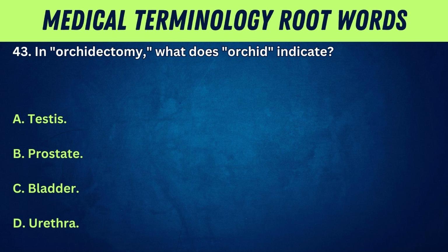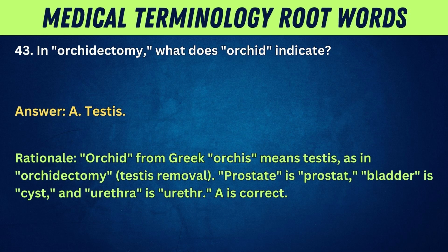43. In orchidectomy, what does orchid indicate? A. Testis. B. Prostate. C. Bladder. D. Urethra. Answer: A. Testis. Rationale: orchid from Greek orchis means testis, as in orchidectomy, testis removal. Prostate is prostat, bladder is cyst, and urethra is urethra.